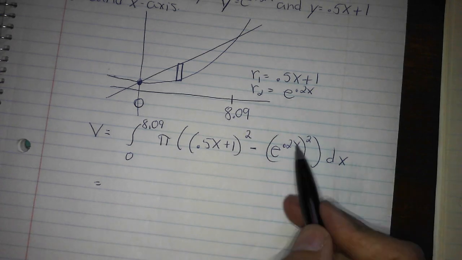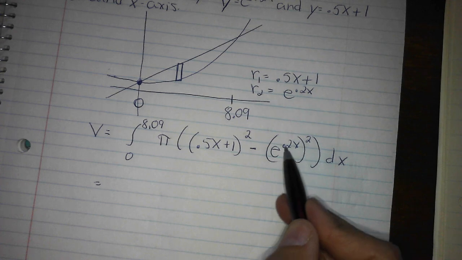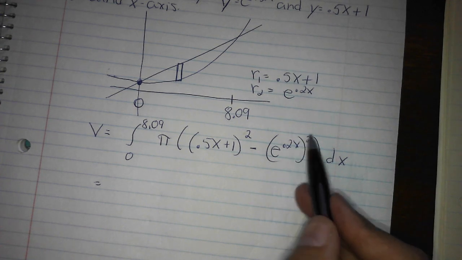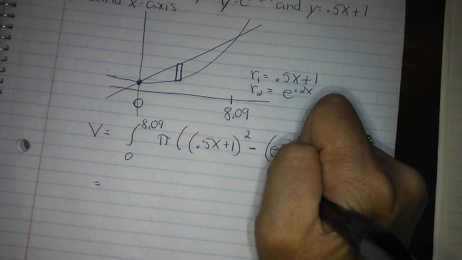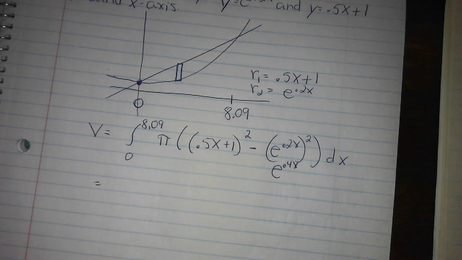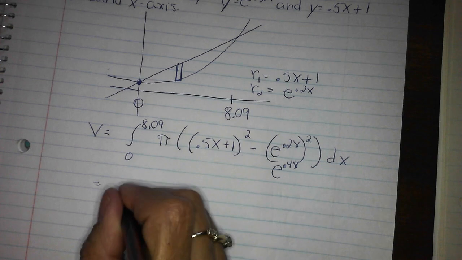And then over here, with a power to a power, I do have to multiply. So 0.2 multiplied by 2 is going to give me a 0.4x. So this term is just going to be e to the 0.4x. So they're both now ready for antiderivative, so I'm going to do that. I'm going to carry along my pi.